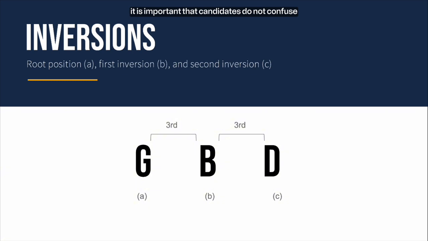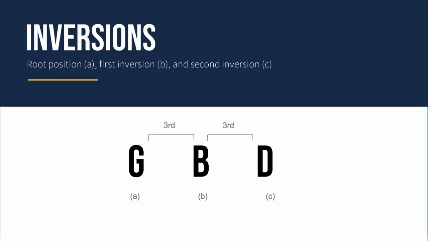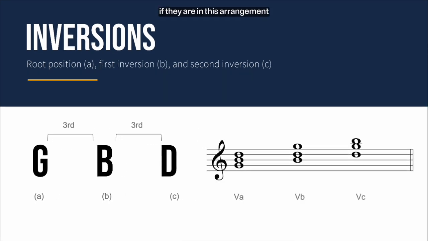It is important that candidates do not confuse the root as the bass note. To find the root of any triad, always rearrange them in a way that they are stacked in thirds, not any other intervals. Here, for example, G to B are a third apart, and B to D are also a third apart. So we have a pair of thirds. If they are in this arrangement, then we can identify the G note as the root.